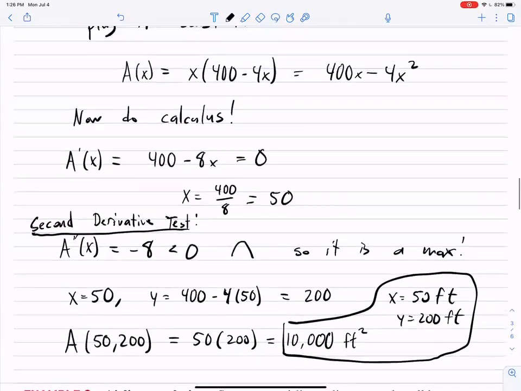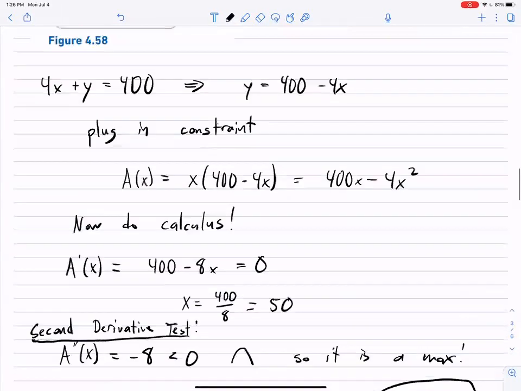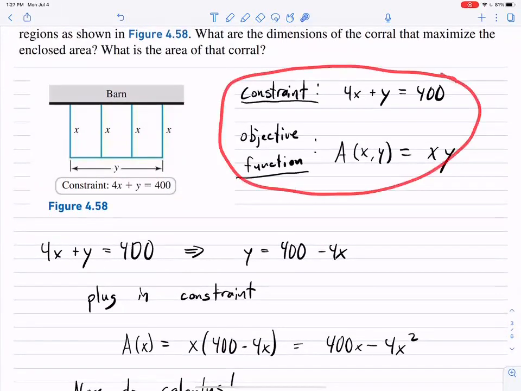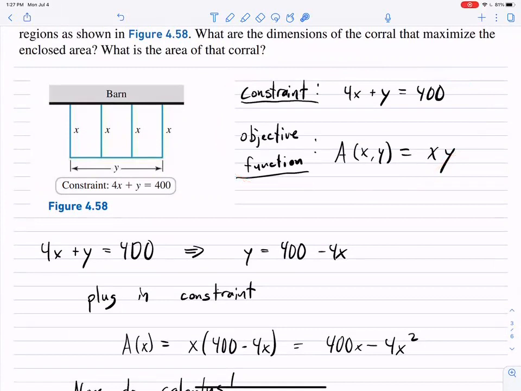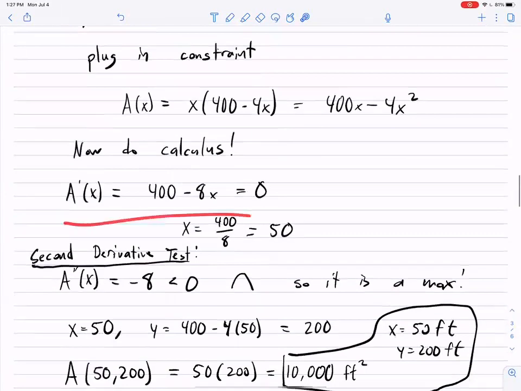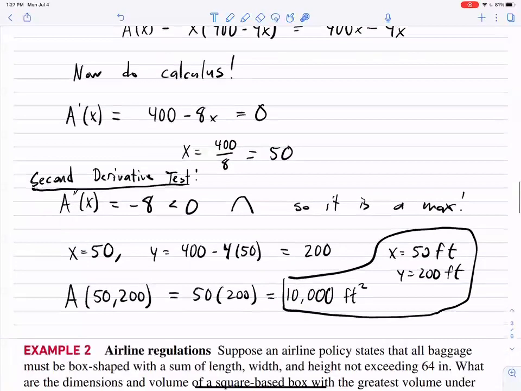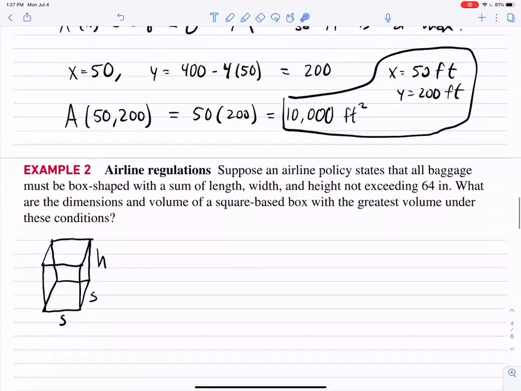And that's the answer. So pretty straightforward, right? The main new thing to do is to find the constraint and objective function. That's what makes it a word problem. But then doing the actual calculus is what we've always been doing, right? You find the critical points, and you can use either the second derivative test or first derivative test to make sure it's a max or a min. Let's do another example.